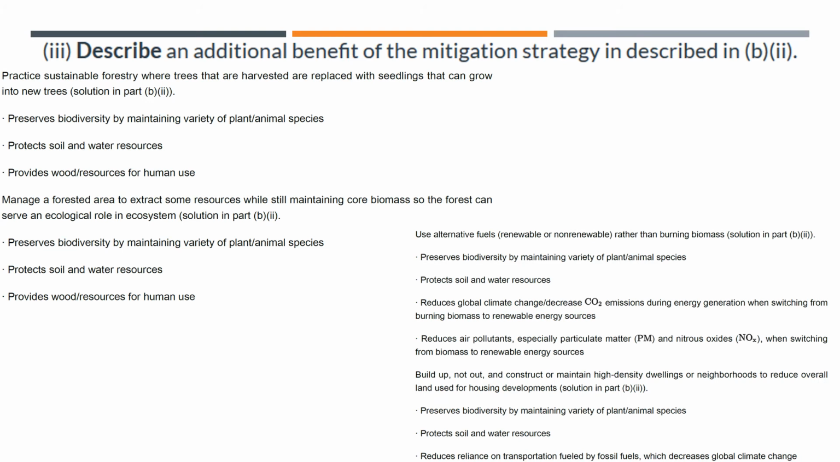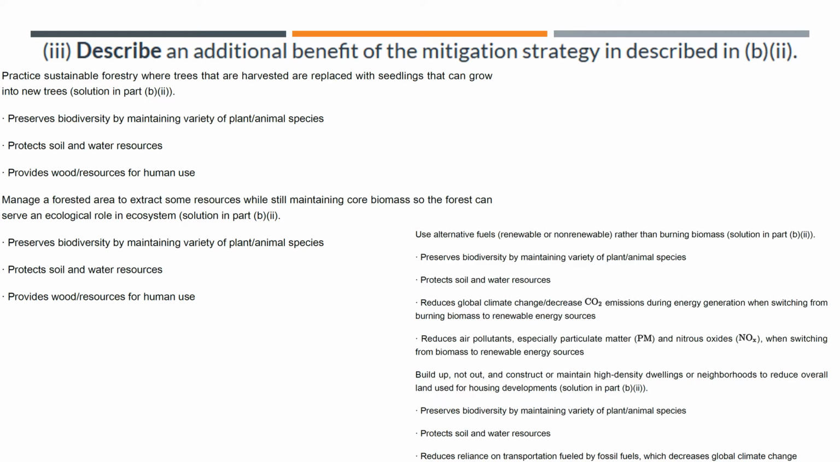Number three's solution. It's an additional benefit to that mitigation strategy mentioned in number 2. So build up, not out. High density dwelling was what was used in number 2. And the example is going to expand upon that, using the reasoning that it reduces reliance on transportation fueled by fossil fuels, which decreases global climate change. The other ones are good as well.